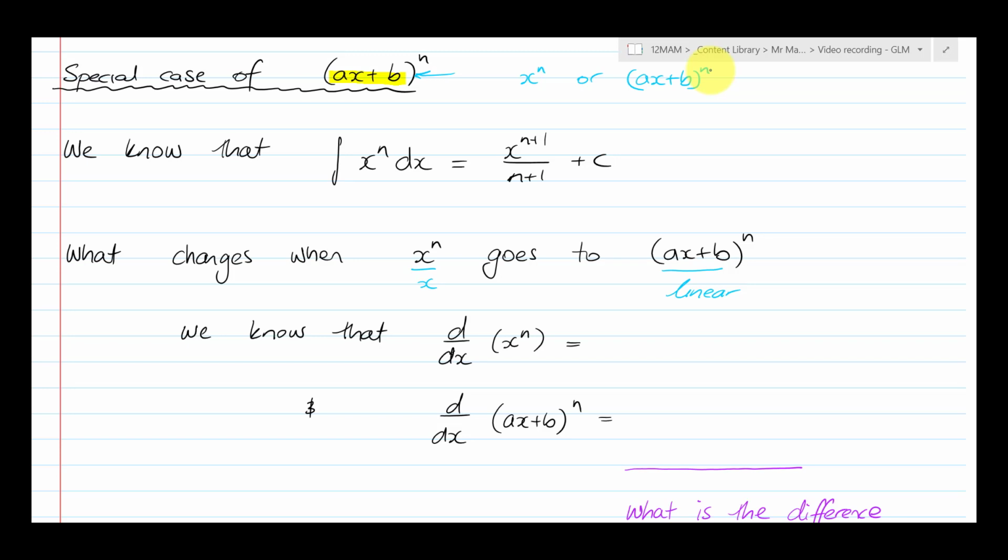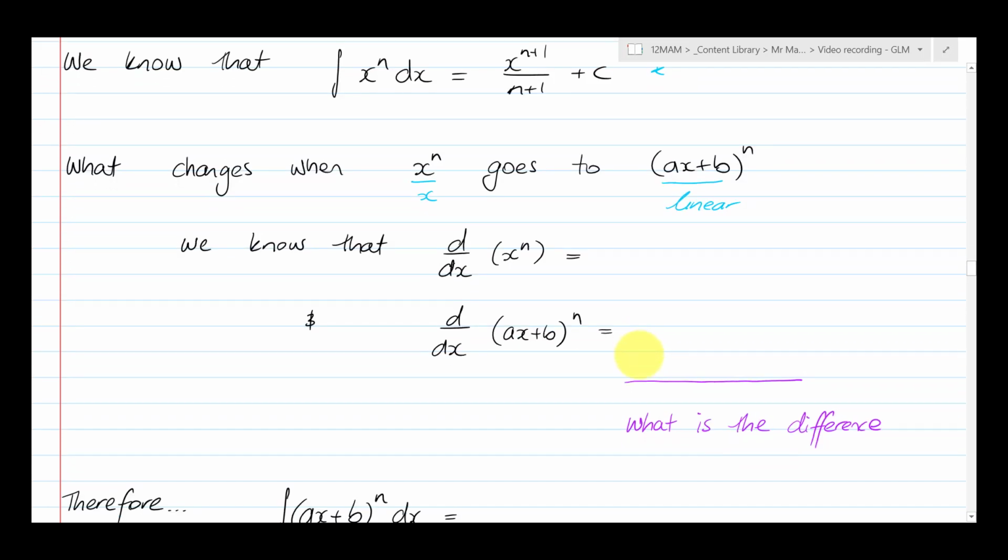So we know that the integral of x to the power of n dx is equal to x to the power of n plus 1, over n plus 1, plus c. So we know that we increase the power by 1, and we divide by the new power. So what changes when x to the power of n goes to some linear to the power of n? Let's have a look at what changes in the differentiation. This is part of exploring, and so it's a really good approach to these types of problems.